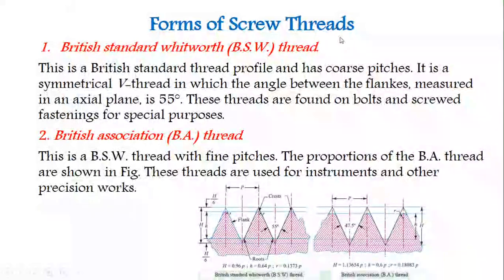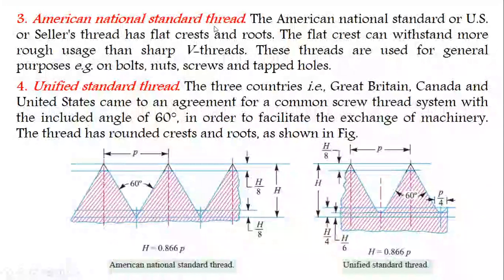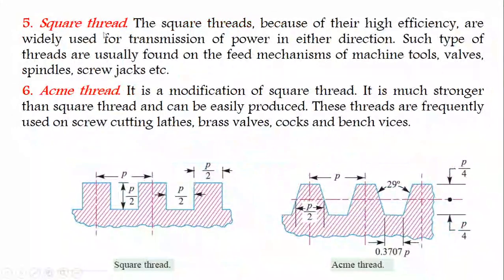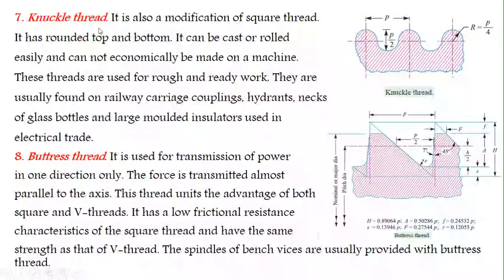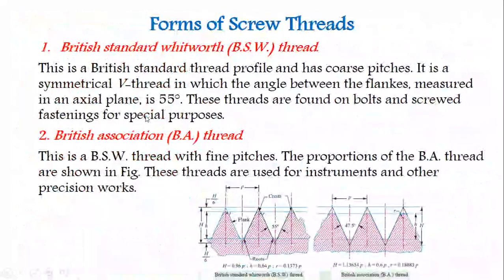Forms of thread. The forms of threads are classified as British Standard Whitworth thread, British Association (BA) thread, American National Standard thread, Unified Standard thread, Square thread, Acme thread, Knuckle thread, Buttress thread, and Isometric screw thread. Let's see them one by one.